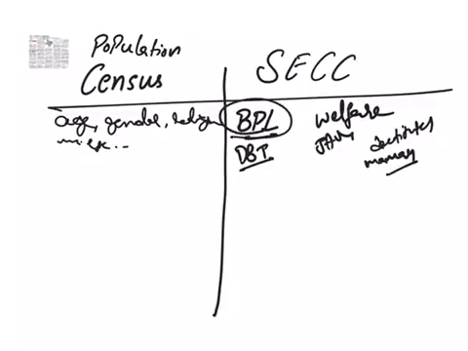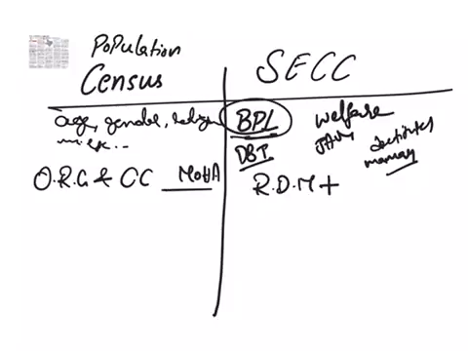So who is responsible for conducting this census? For conducting this regular population census, it is the Office of Registrar General and the Census Commissioner under the Ministry of Home Affairs, whereas the Rural Development Ministry and Planning Commission is responsible for the socio-economic and caste census. This regular population census is conducted once in every 10 years. The last census was done in 2011.